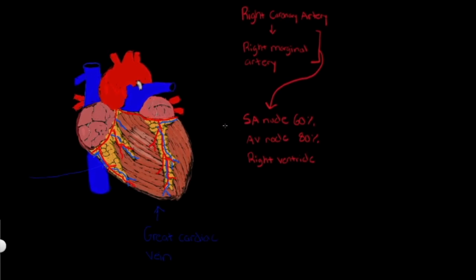Alright, so just as a recap to summarize, we're going to go over the arteries before we move on to the veins. So the right coronary artery branches off of the aorta, and it gives branches to the SA node, the AV node, and 60 to 80% of people. And then this artery on the margin of the heart is called the right marginal artery, which supplies the right ventricle.